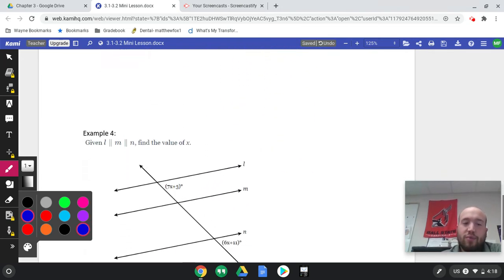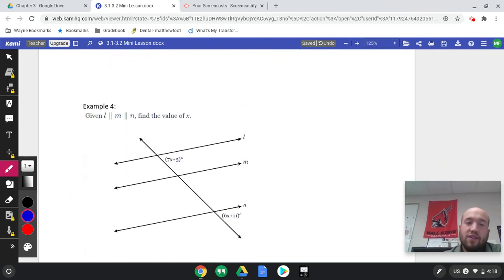All right, the final problem says given that line L is parallel to line M is parallel to N. So if these lines are parallel, all of them are parallel to one another. Think about it: if L is parallel to M, M is parallel to N, kind of like the transitive property last chapter, we can cut out that middleman. We also know that L is parallel to N.